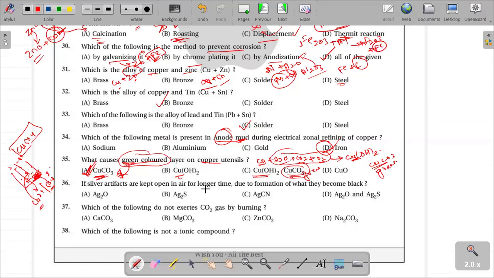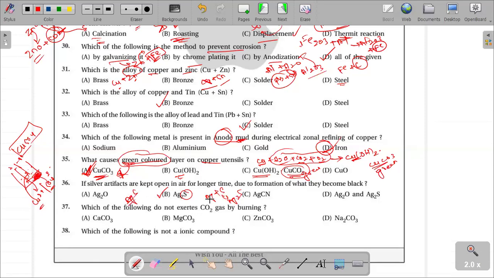If you are keeping a silver article in atmospheric conditions, the silver won't react with oxygen. The silver will react with sulfur. So you will get the product silver sulfide, Ag2S. Ag plus S gives rise to Ag2S. Sometimes they will give AgS. You should not select the answer AgS.